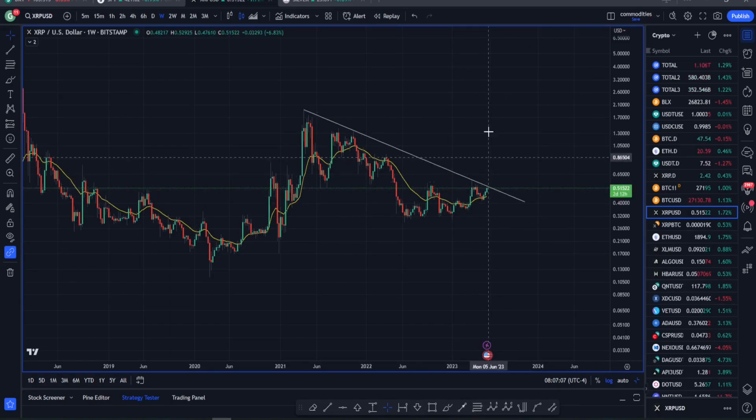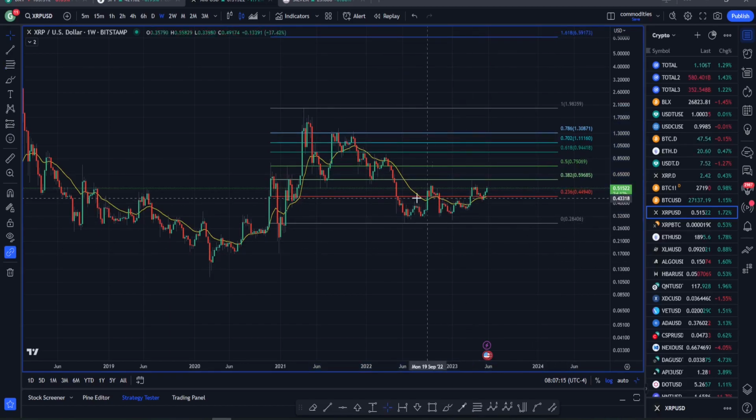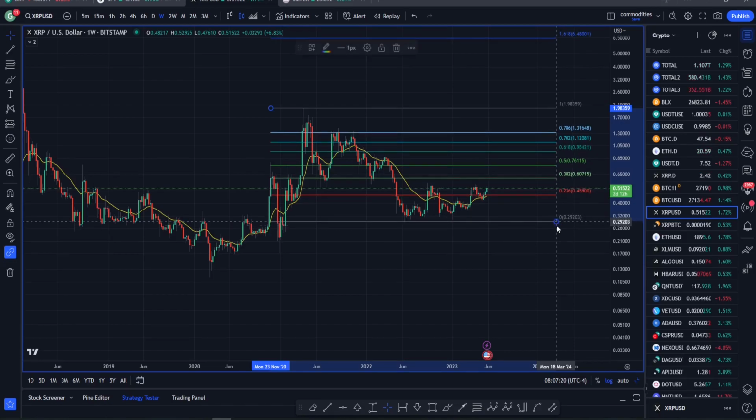So if we do break this trend line, congrats to all the XRP holders. We can draw a fib from this level here. As you can see, topping out here at that 0.382 fib level. Definitely looking for it to break to the upside, with that 0.5 sitting up here at about 76 cents.